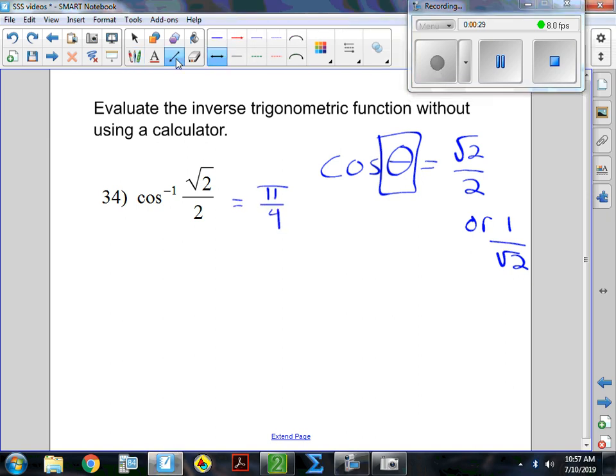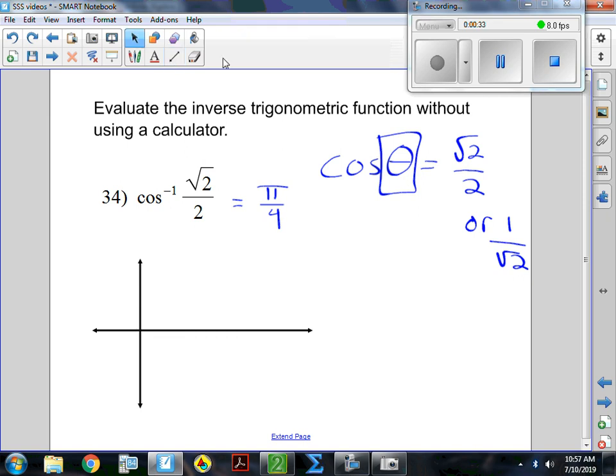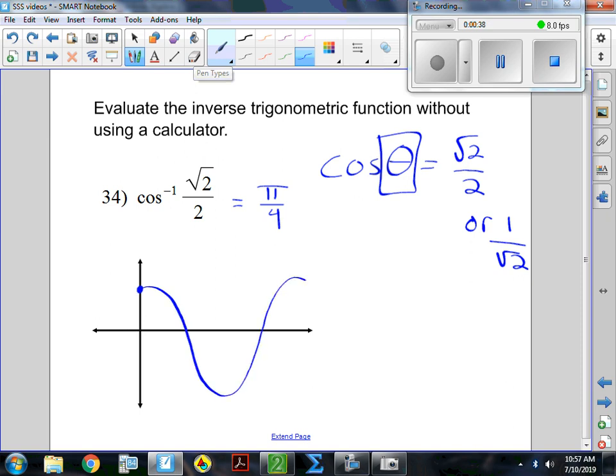If we want to look at it on a graph, we know that the cosine curve is going to start at 0, 1. And so we're looking for where is it equal to 1 over root 2. We restrict the cosine curve to go between 0 and pi. So where between 0 and pi is it equal to root 2 over 2? Well, that's going to happen at pi over 4.